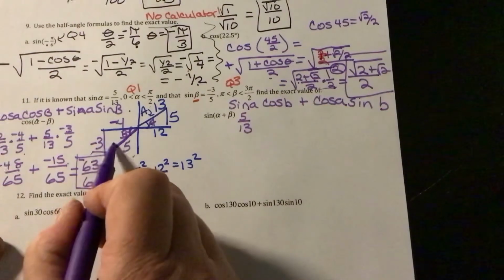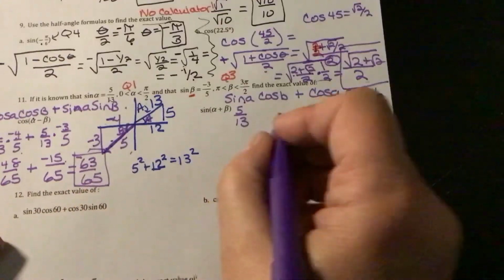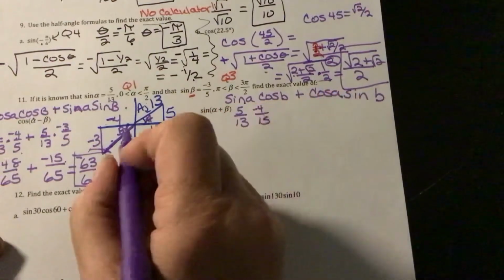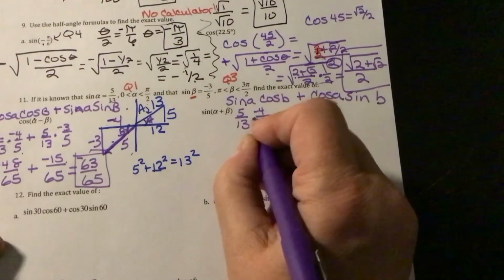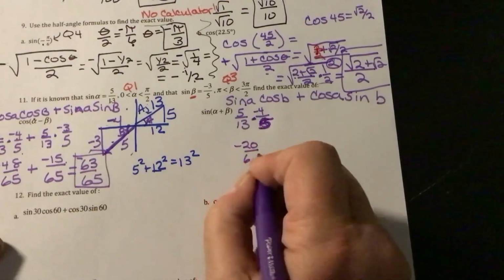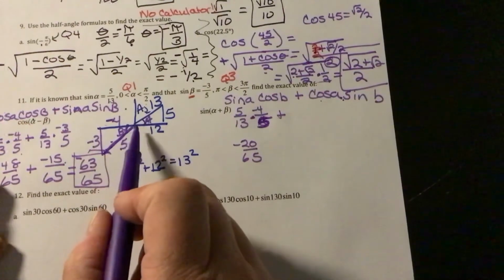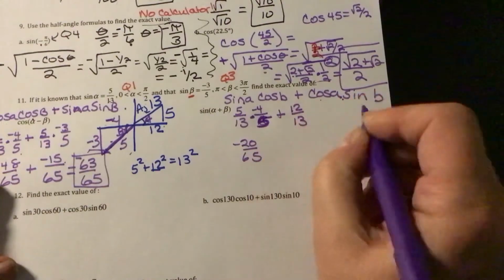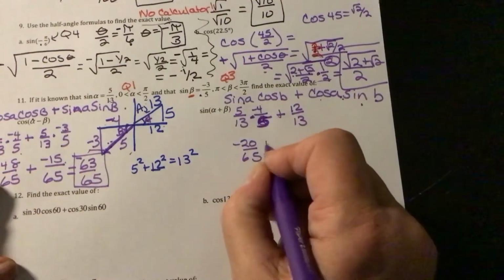Cosine of B, so now I'm going to B, cosine is negative 4, side adjacent, over hypotenuse. So this is negative 4 over 5, not 15. So 5 times negative 4, that's negative 20 over 65. Then I'm going to add cosine of A. So cosine is 12 over the hypotenuse, 12 over 13. And then sine of B, they tell us is negative 3/5.